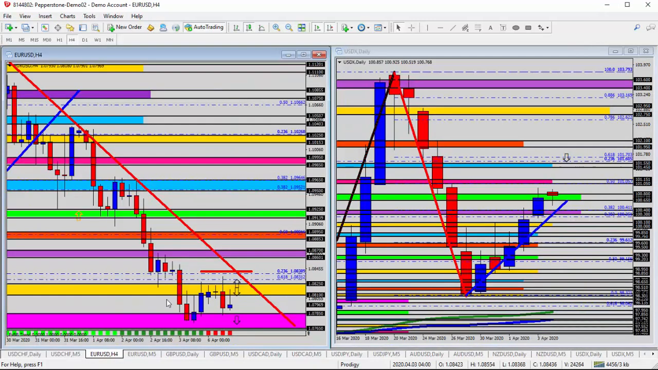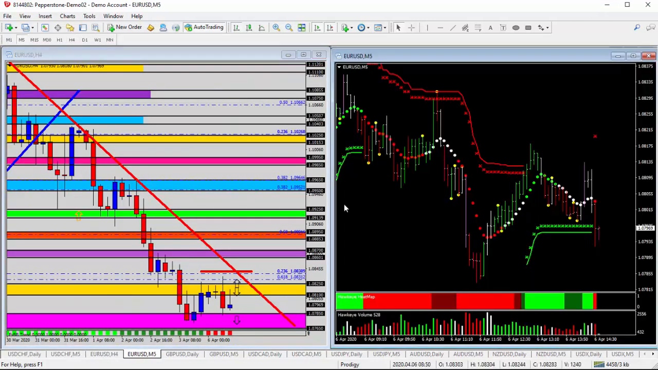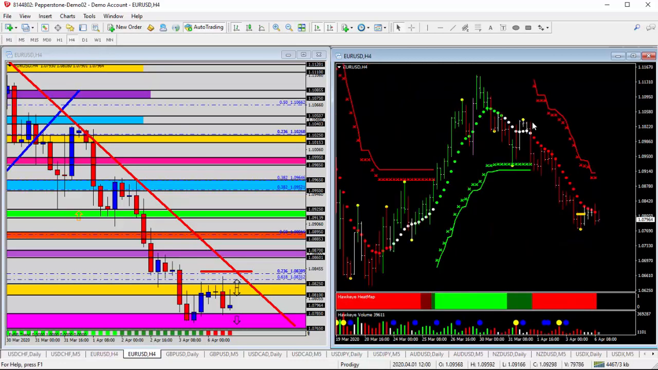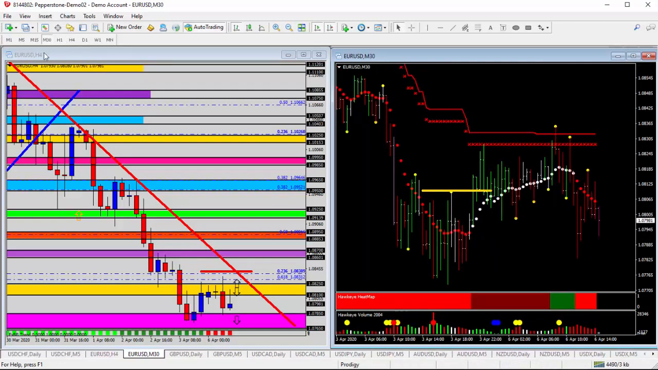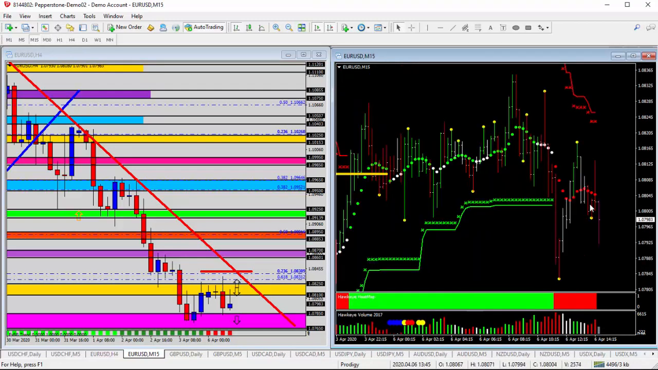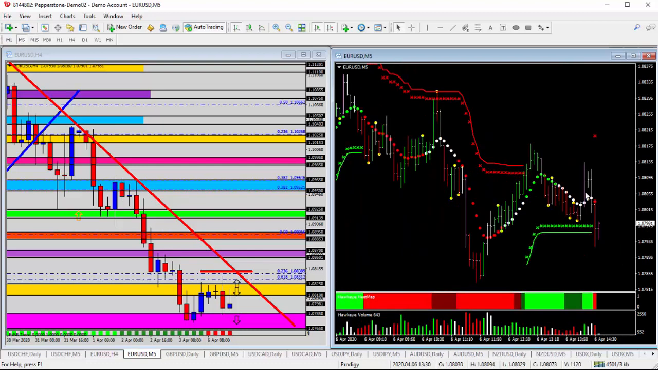I do want to take a look at also our volume indicator. Taking a look from 4-hour time frame down. 4-hour time frame is bearish. 1-hour time frame has turned bearish. 30-minute time frame is bearish. 15-minute time frame is bearish, and the 5-minute time frame just now rolling over to be bearish for the euro dollar today.